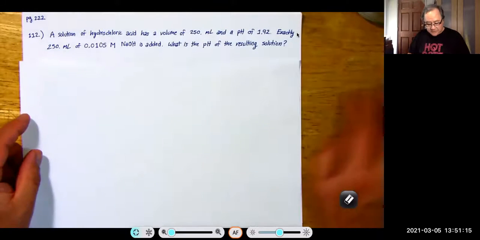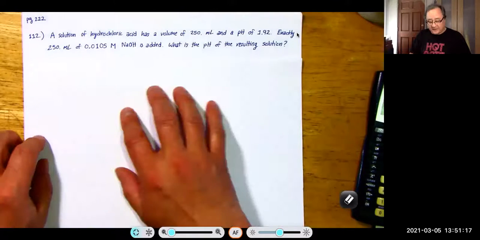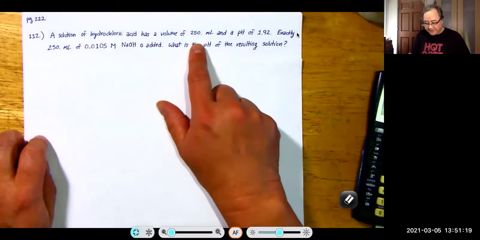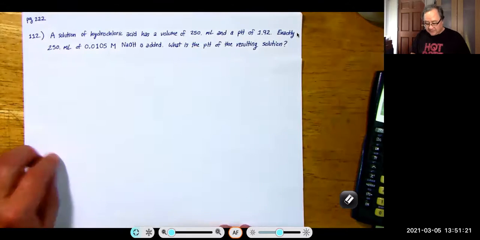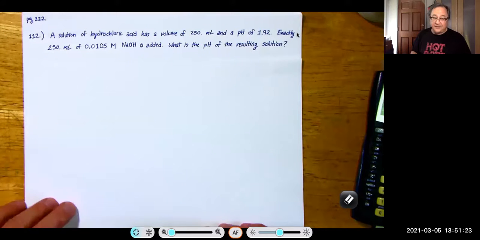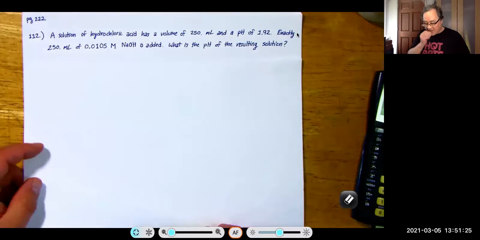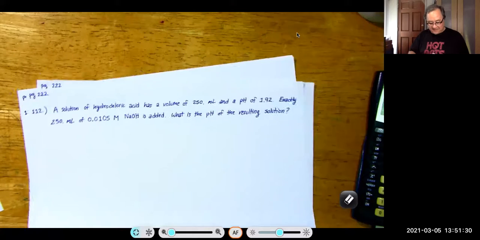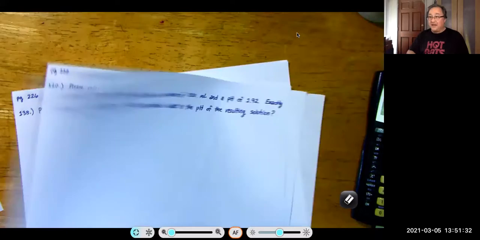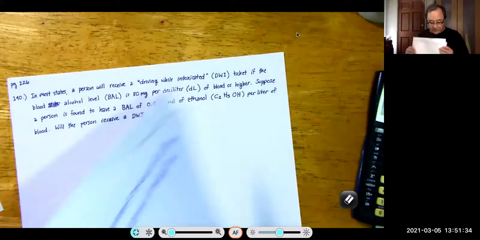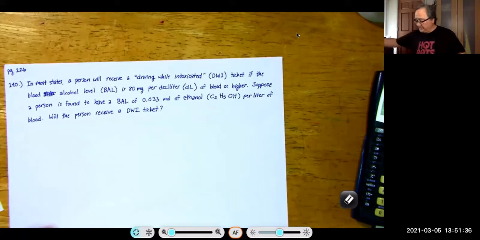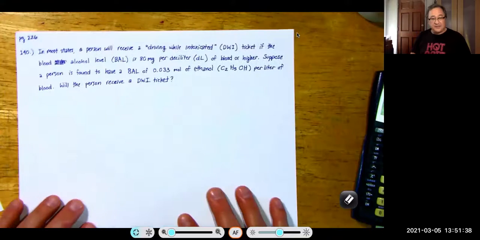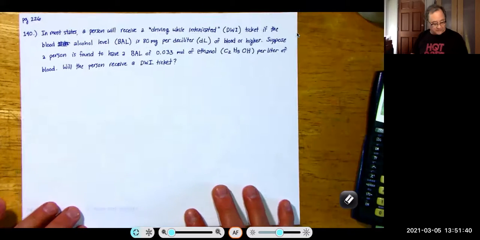All right. So we have a solution of hydrochloric acid has a volume of 250 mils. You know what? This is a problem in your homework. So we're going to skip that one. And there really is only one more to do. Let's see if this one is interesting.